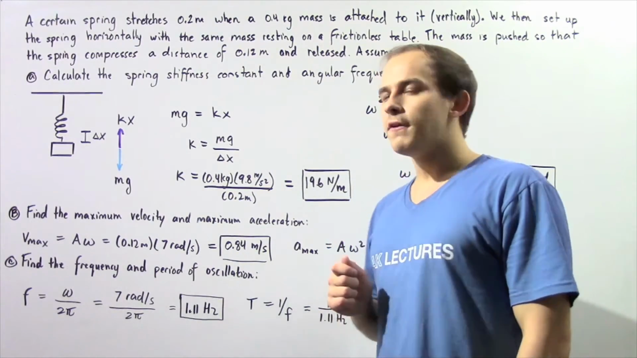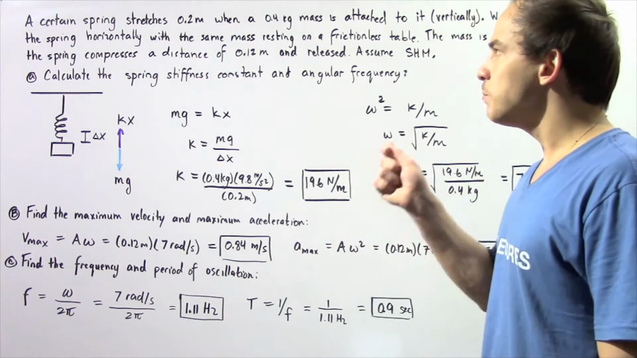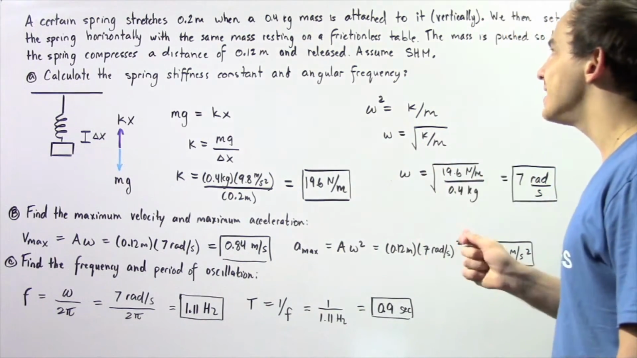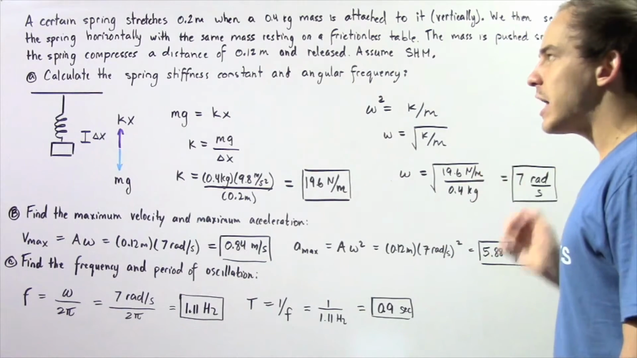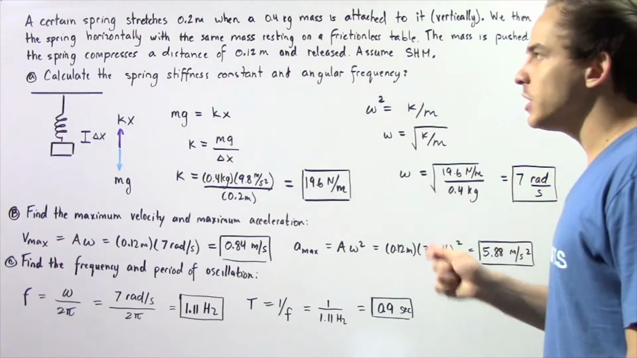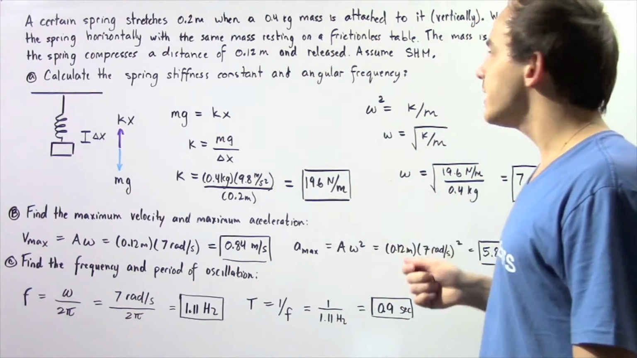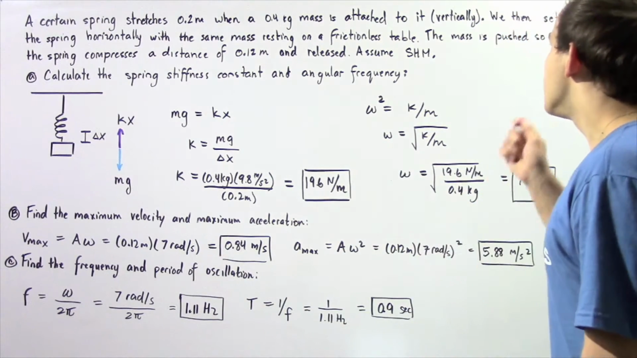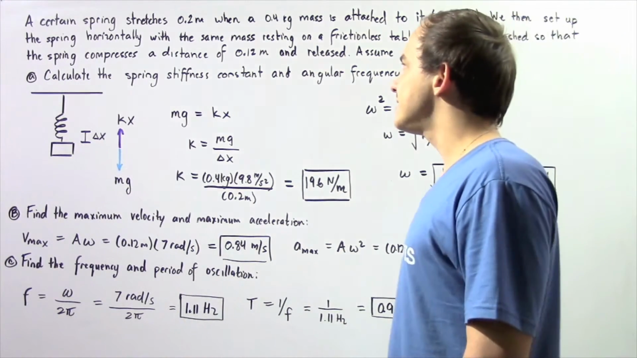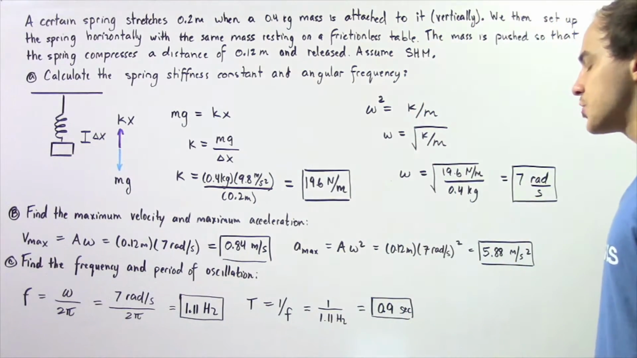So let's look at the following example. A certain spring stretches 0.2 meters when a 0.4 kilogram mass is attached to that spring vertically. Now we then set up the spring horizontally with the same exact mass resting on a frictionless table. The mass is pushed so that the spring compresses a distance of 0.12 meters and is then released.